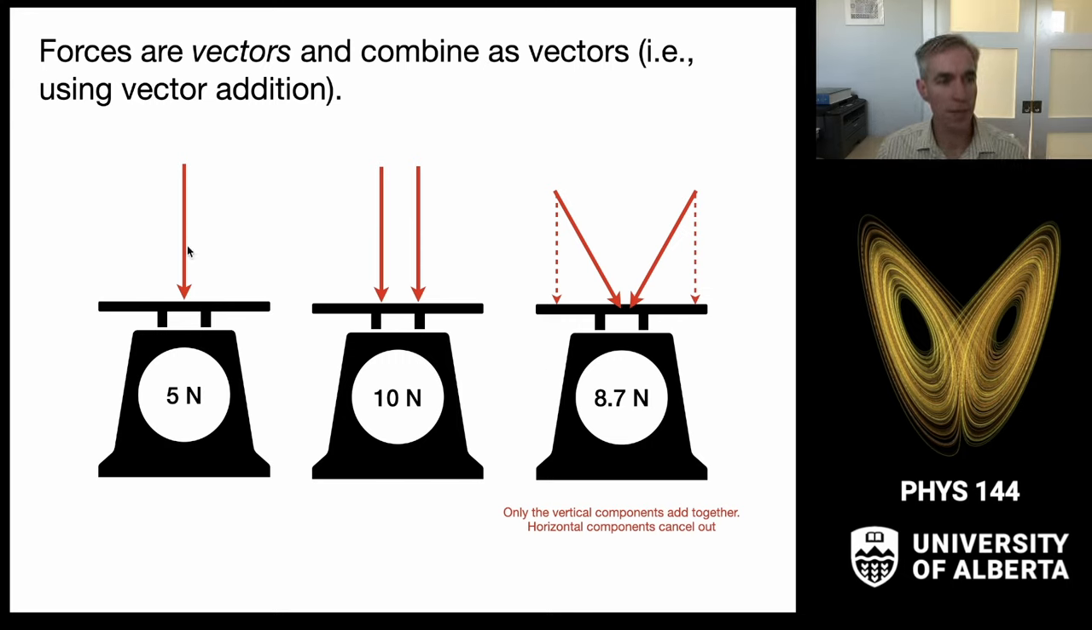So I show this force in red pushing down on a scale, and then what the scale is going to read. If we push with one force, you get an answer of 5 newtons. Two forces add vectorially to give you a larger force that's twice as big, 10 newtons. And then if I tilt the forces, the only thing that the scale responds to is the vertical components of those forces. And so we consider the vector addition of those in the vertical direction, and that'll give me an answer that depends on trigonometry of 8.7 newtons. The horizontal components of those forces cancel out.